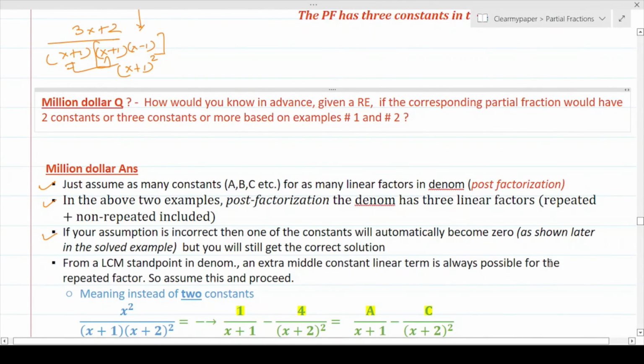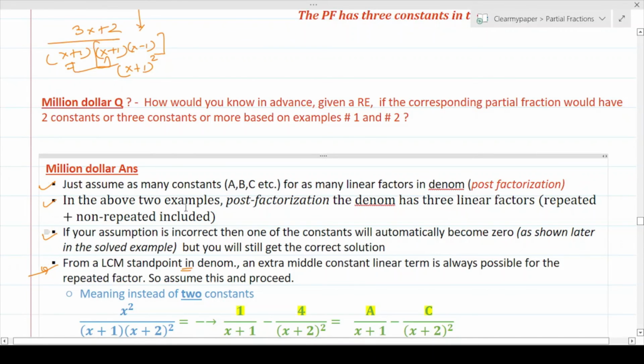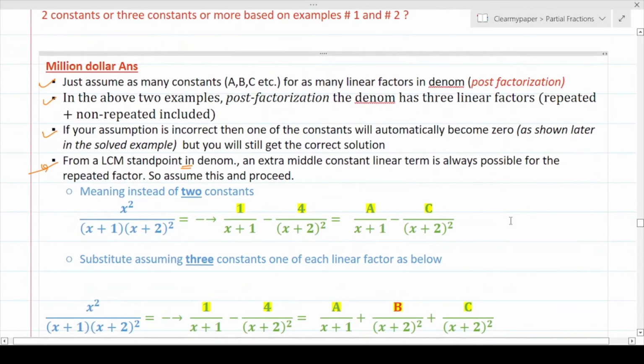So the last point, from an LCM standpoint, denominator, an extra middle constant linear term is always possible for the repeated factor. We will not know that upfront. So that was kind of the explanation. This part is slightly tricky. So in case you guys don't understand, post comments, I'll try to explain that. But nevertheless, you get the drift of overall this thing, right? So what do we do?